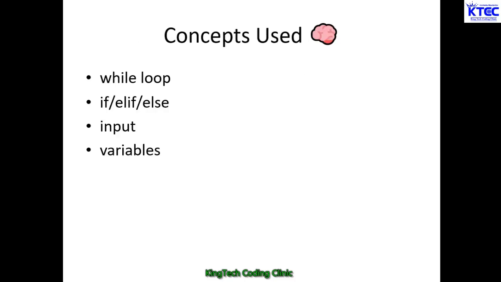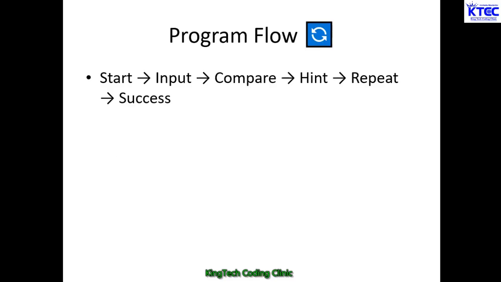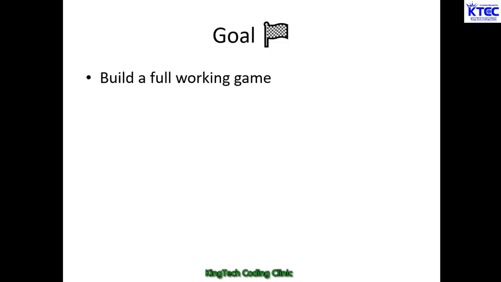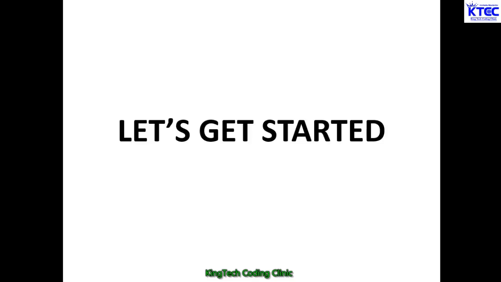The concepts we're going to be using here include the while loop. We're going to use if, elif, and else statements. Also input to get input from the user, and variables to store some values inside. The flow of the program is: we start, then we request the user to give us input, then we compare what the user has given us, then we give them hints, then we keep repeating until they are able to guess the secret number, and then we give them a success message. So the goal is to build a full working game. Now let's delve right into that.